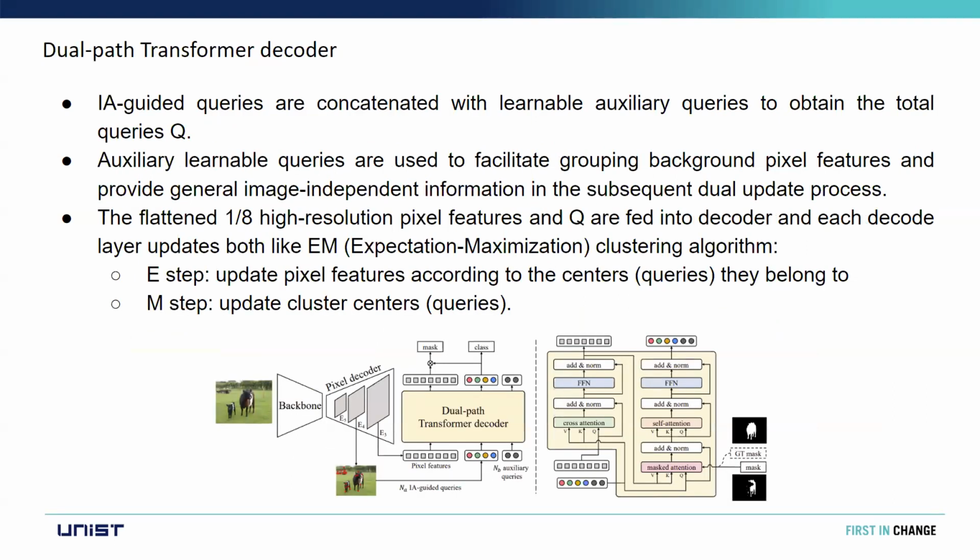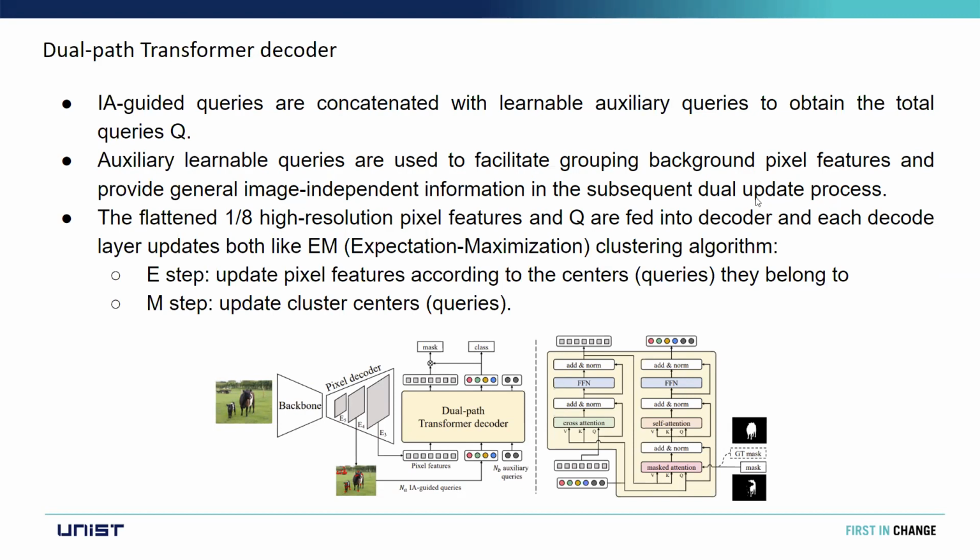Next, we come to the dual path transformer decoder. From the IA guided queries we got from E4 with the auxiliary classification head, we concatenate some learnable auxiliary queries, M_B, to obtain the total queries Q. Why do we use auxiliary learnable queries? The reason is that they want to facilitate grouping background pixel features and provide general image-independent information in the subsequent dual update process.